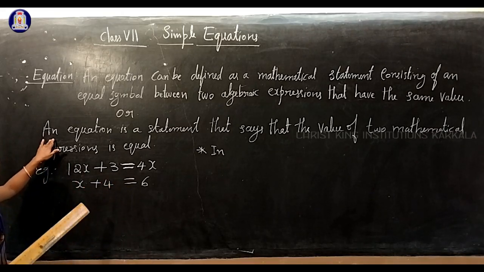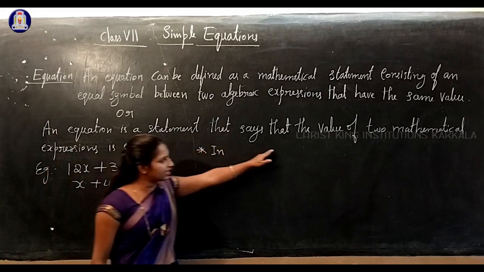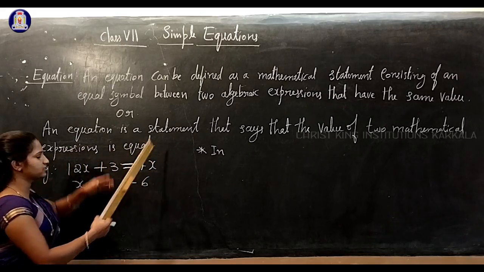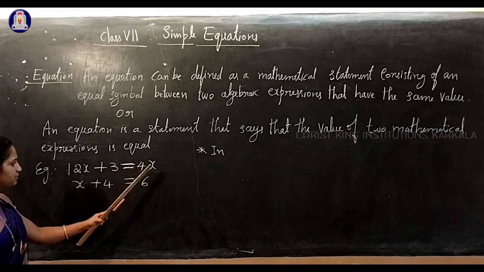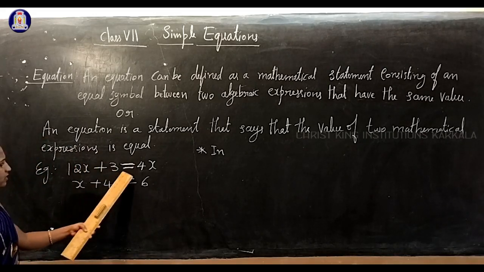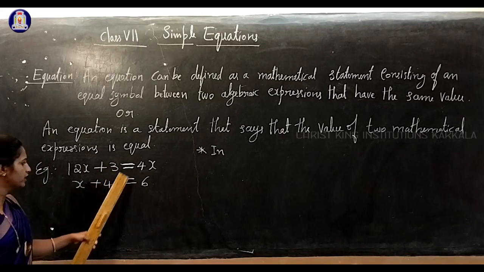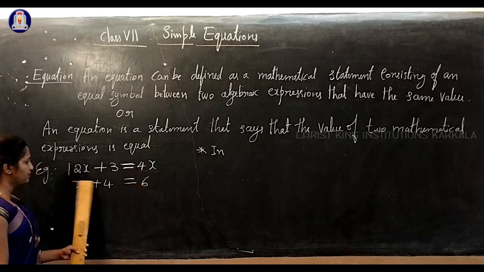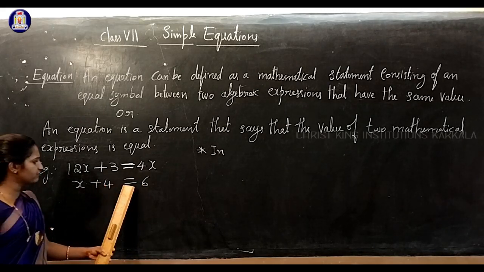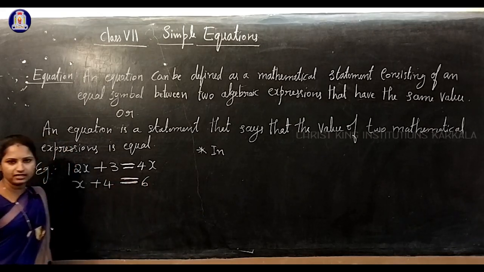So first we will see what an equation is. An equation is a mathematical statement that says that the value of two mathematical expressions is equal, connected by an equal sign. For example, here I considered one more: x plus 4 is equal to 6. This is also an equation. Why? Because in between two algebraic expressions there is an equal sign.